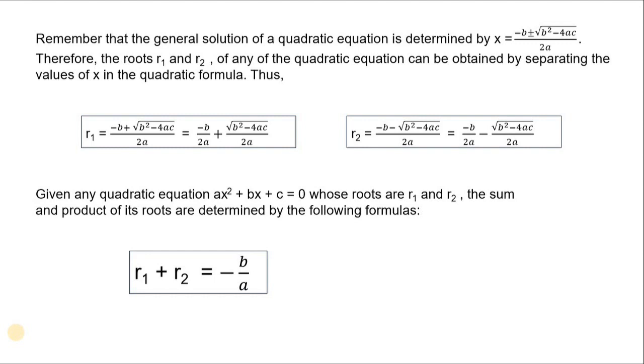Okay, para sa sum, huwag kalimutan, ang ating formula para mahanap yung sum is negative b over a. Okay? Negative b over a. Yan yung ating sum ng roots. Para naman sa product, meron tayong c over a. Again, para sa product, we have c over a.